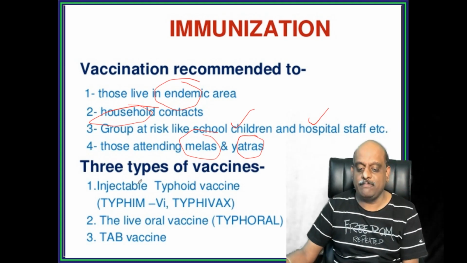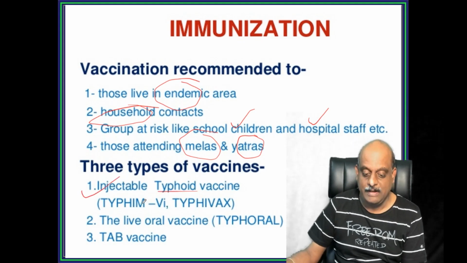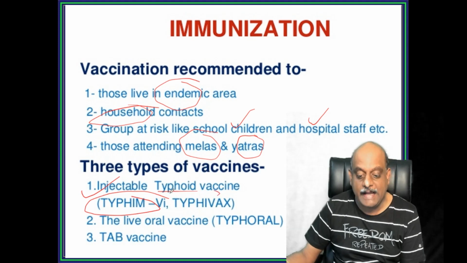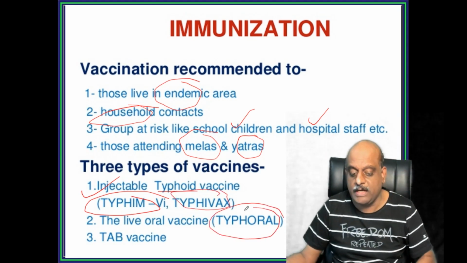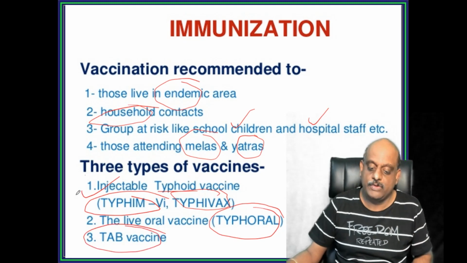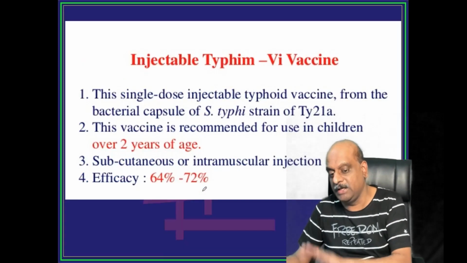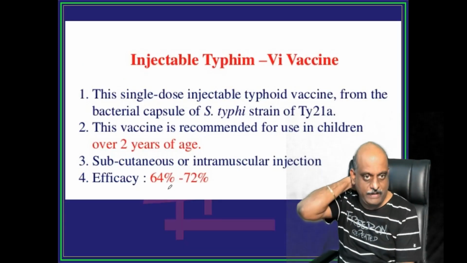There are 3 types of vaccines in typhoid. Injectable typhoid vaccine, Typhim Vi and Typhivax. There is a live oral vaccine which is called Typhoral vaccine and TAB vaccine. So these are the 3 different types of vaccine which are available. Now 1-2 comments about each of them.